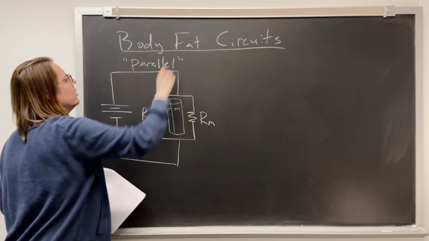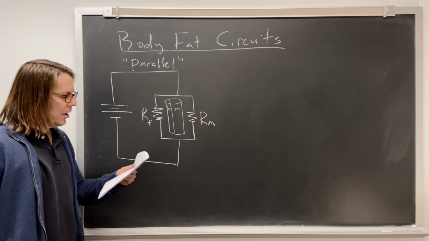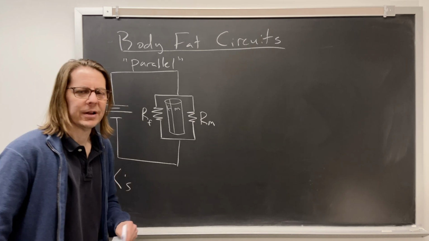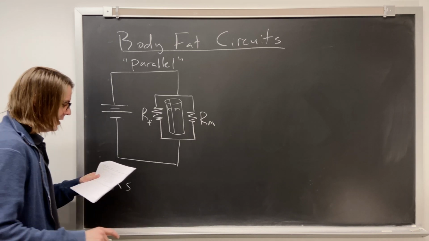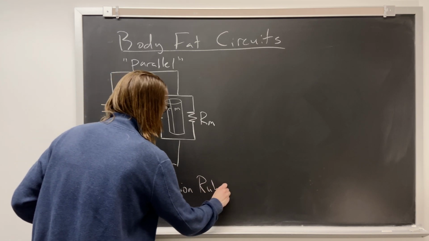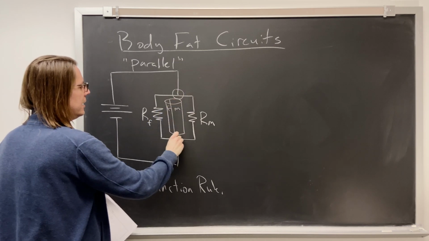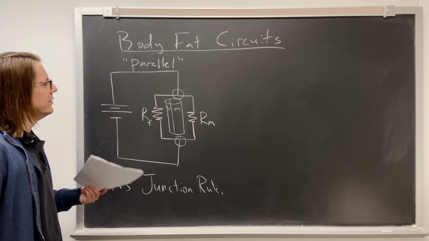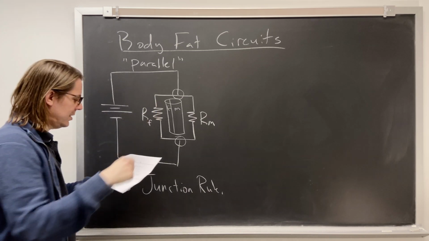When the circuit splits, or when the current has to split and go one way or the other, that's a parallel circuit. The rule we want to point out for this one is, I'm going to say K's, because I don't want to keep writing Kirchhoff, his junction rule. So when you're analyzing circuits, you look for places where there's a junction where the current splits, like here and here. And the rule is simply that the current has to add up. Current is conserved, charge is conserved, so however much current goes in also has to come out.